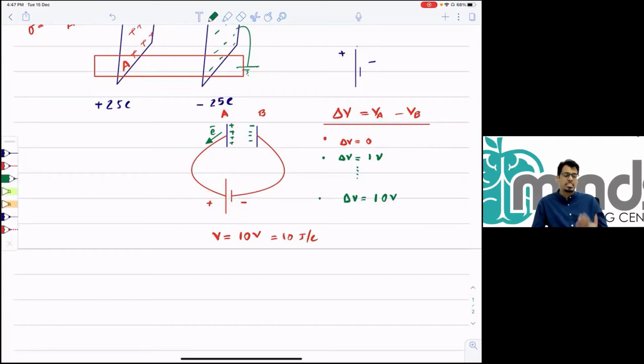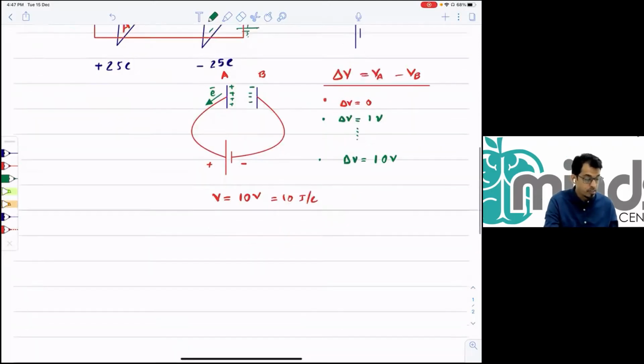A capacitor can receive charge from a cell till the potential difference between the plates of the capacitor becomes equal to the potential difference of the cell. I mean, if you remove this battery of 10 volt and connect a battery of 15 volt, charge will start to flow again, till the potential difference between the plates of the capacitor becomes 15 volts. So this is a very important result that you need to remember. A capacitor can receive charge from a cell till its potential difference becomes equal to the potential difference of the cell.